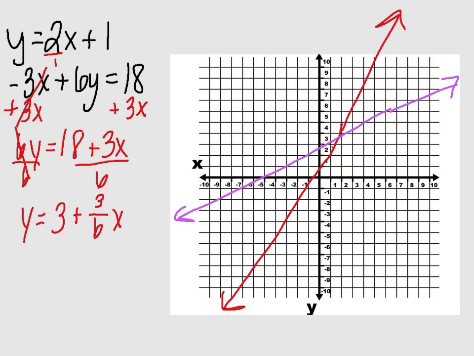Last step is to tell me, is this a one solution, no solution, or infinite? Now when I look at this, I recognize that these two graphs touch one time right there. So right off the bat, I know this is a one solution.